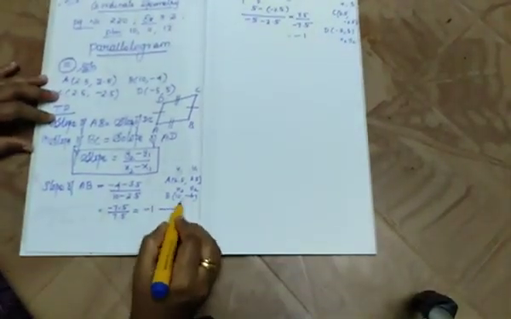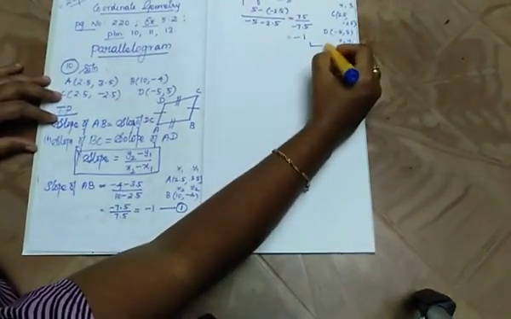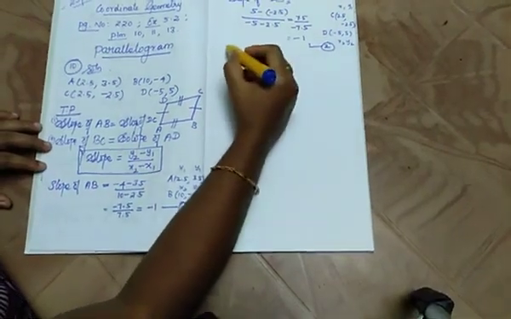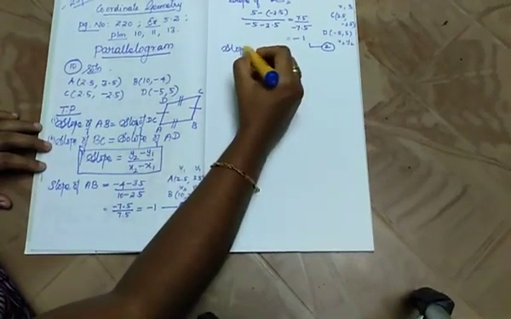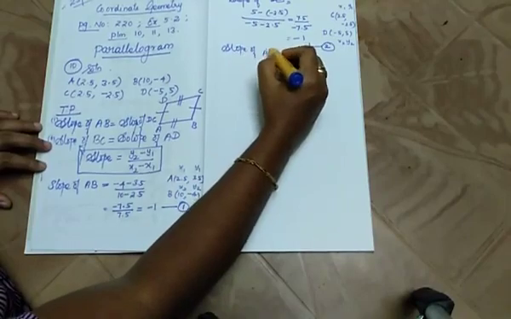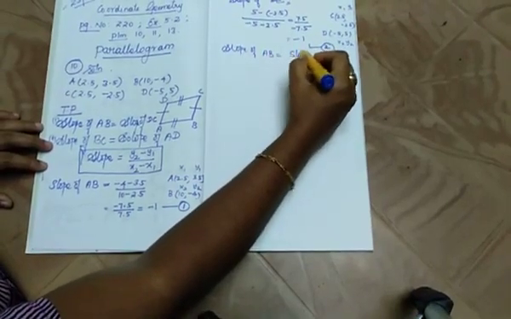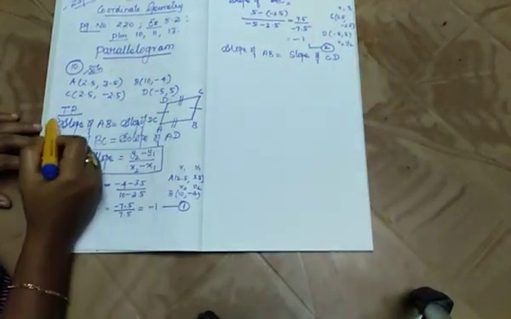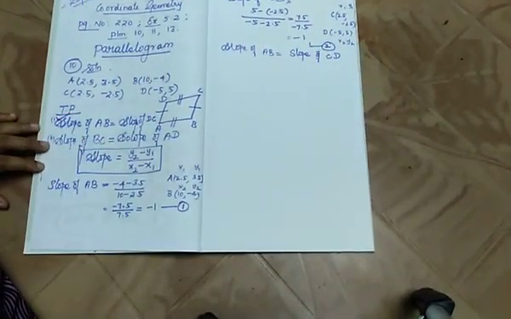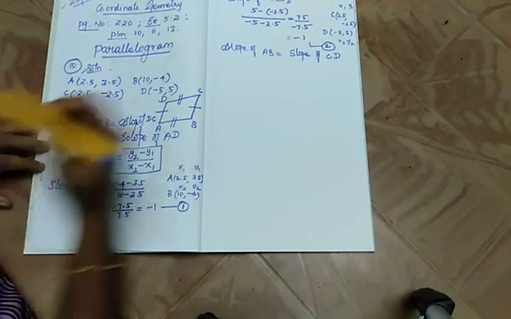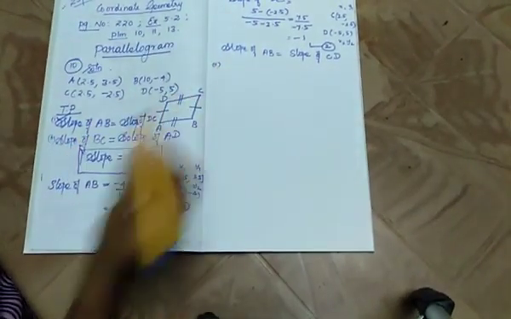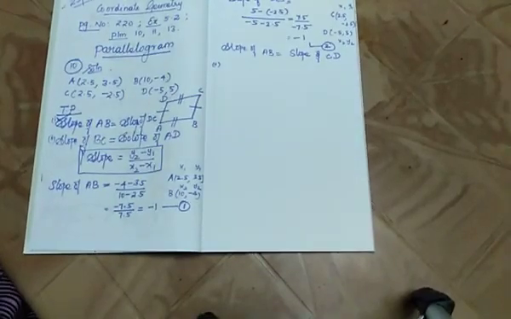So from the first equation and the second equation, slope of AB is equal to slope of CD. So the first condition is satisfied. Now check the second condition. First, slope of BC.